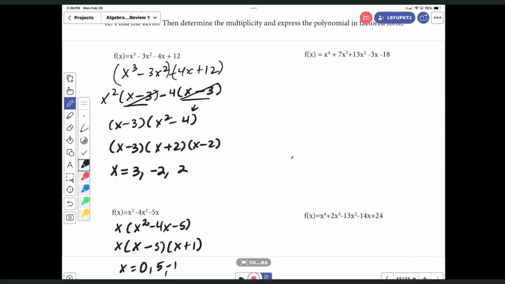Each of these would be a multiplicity of 1. All of them would be multiplicity of 1. This one in the bottom would be multiplicity of 1.